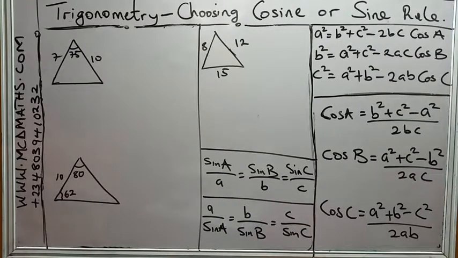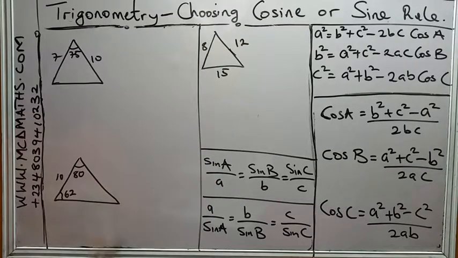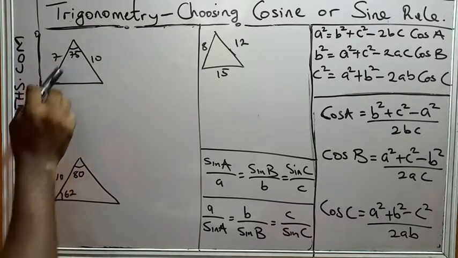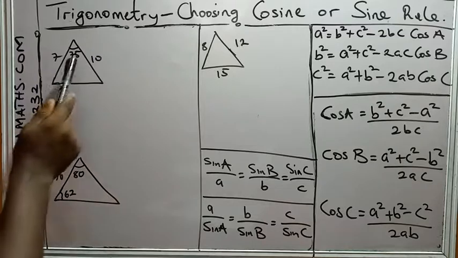Yeah, in this class, I'll be helping you to see which of the rules to use, whether you're going to use the cosine rule or the sine rule. Now, of course, you know that a triangle always has three angles and three sides. If you look at this triangle, we're given just two sides and one angle.